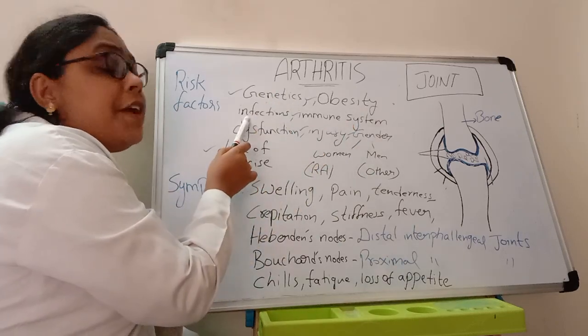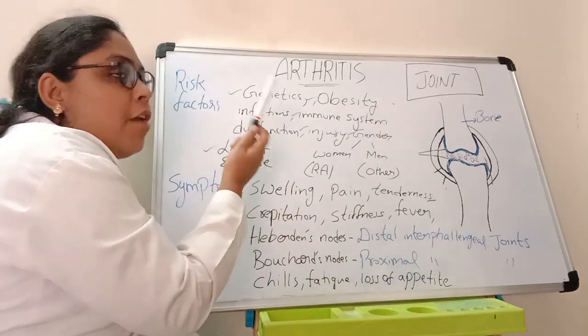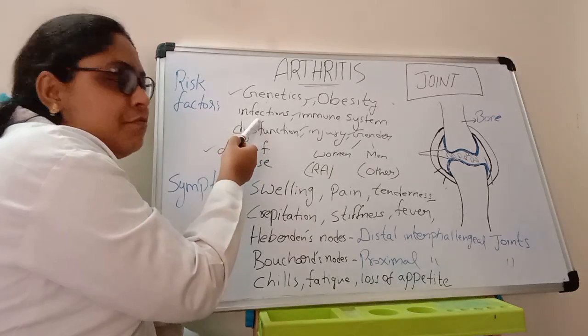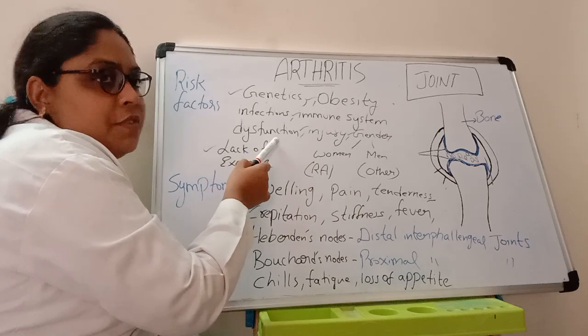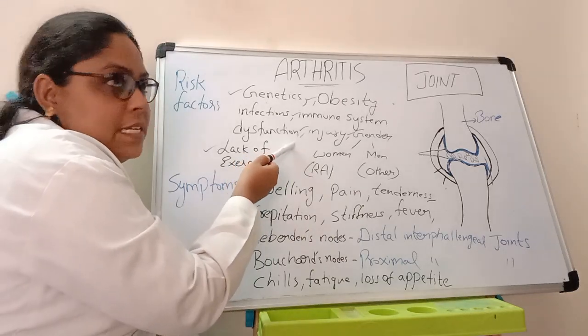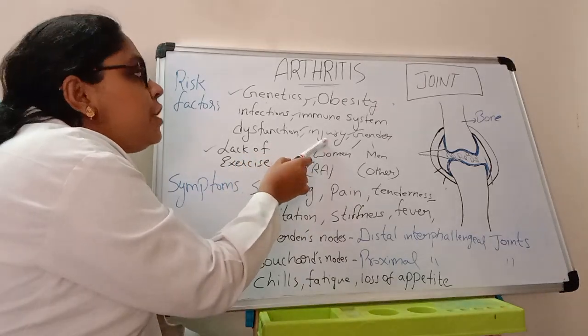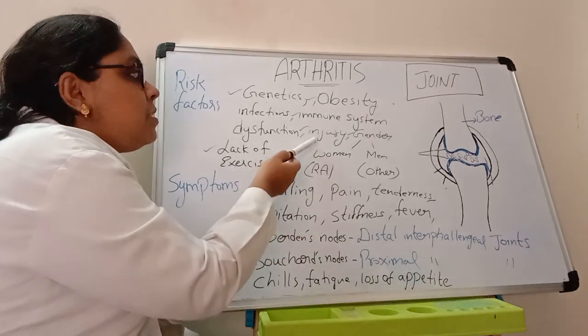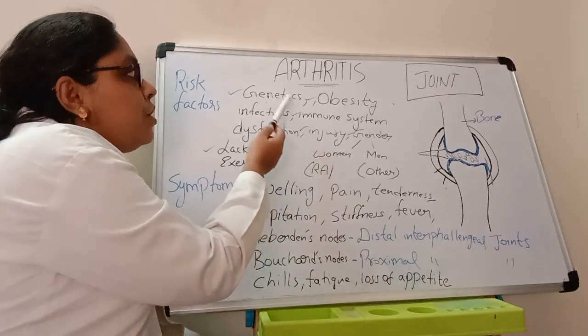And next, because of infections, it may be viral infection or bacterial infections or fungal infections. This is also one risk factor. And next, immune system dysfunction because of any autoimmune diseases, and because of any injuries. For example, any sports player may experience injuries, so this may also lead to arthritis.